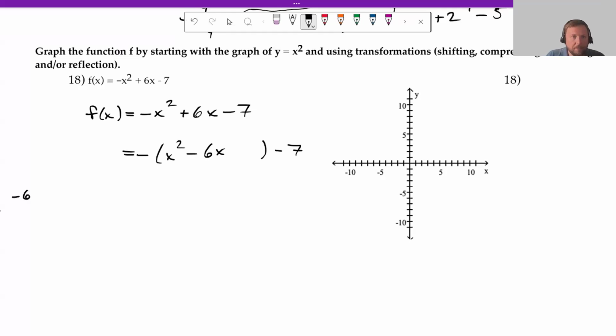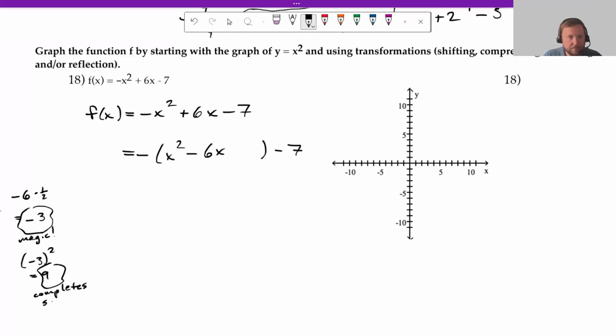So I'm going to take that -6 times a half, and I get my magic number. Then I'm going to take my magic number and square it, and I get 9. This completes the square. So now that I know what completes the square, I'm going to add it and subtract it immediately. So that's effectively just adding 0. It's not changing anything.